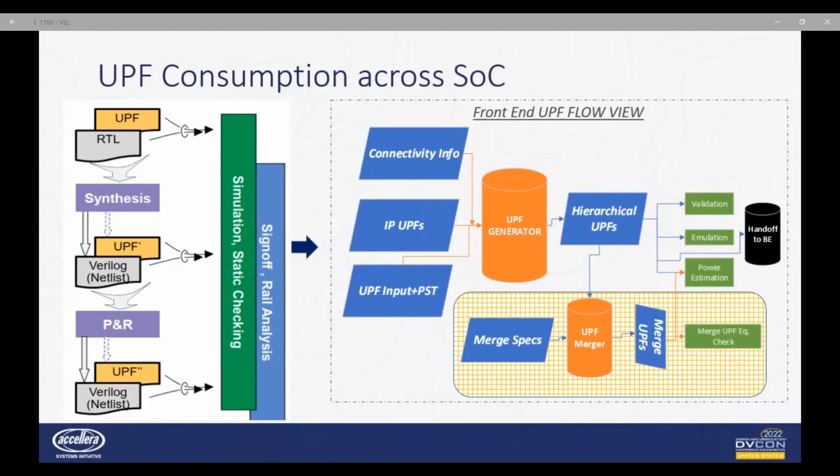So we merge the IP UPFs based on the spec, like equivalent power domain, and so on, and then we generate merge UPFs, and these merge UPFs are then checked, validated to make sure that these are equal with the hierarchical UPF using the formal equivalence check. Then we run low power lint tools, and then these are handed off to the backend.